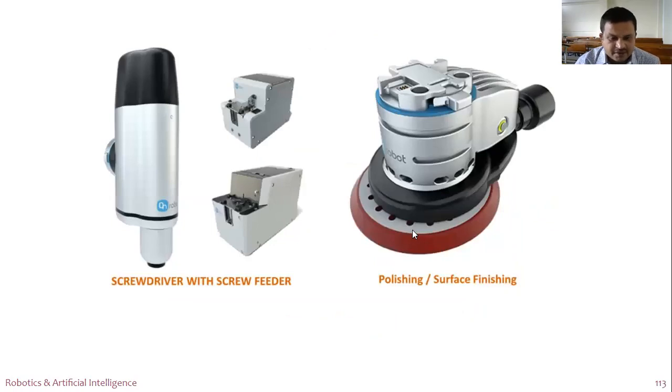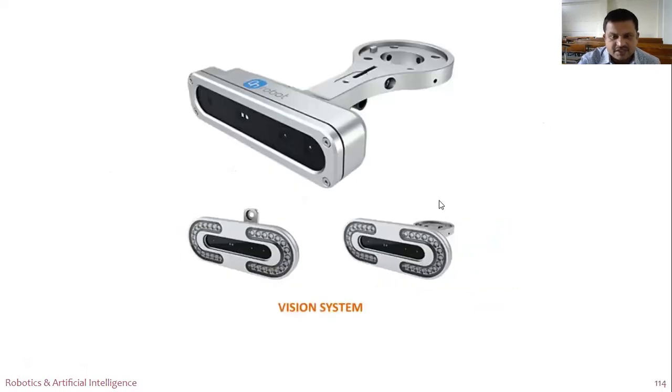Then screwdriver with screw feeder. Now these are power tools. Earlier we have seen all the grippers, now these are power tools. This is a screwdriver with screw feeder. This is polishing or surface finishing. See that at the end you can attach the tool and carry out polishing or surface finishing.